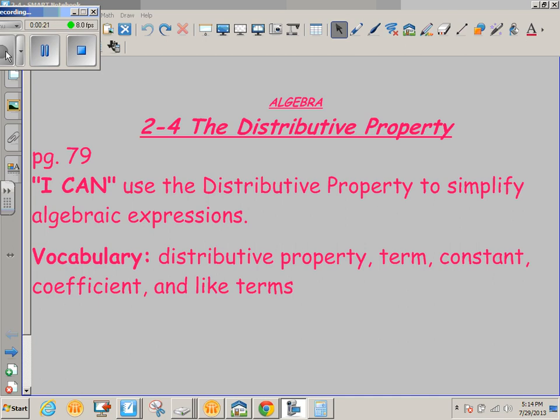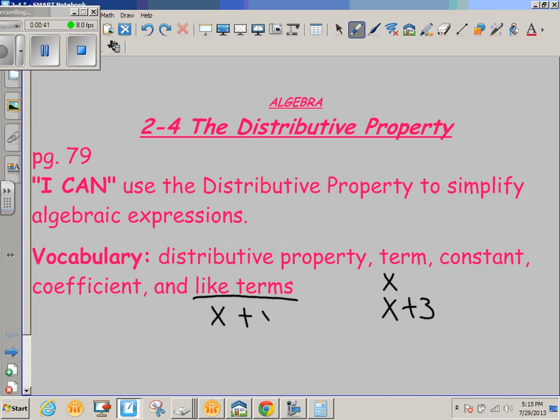A term is something that would look like x or x plus 3. Terms that are alike can be combined, and that's what you see here on this vocabulary term. So a like term would be something like x plus x or 5y squared plus 5y squared. Those terms then would be alike. A constant is just a number.